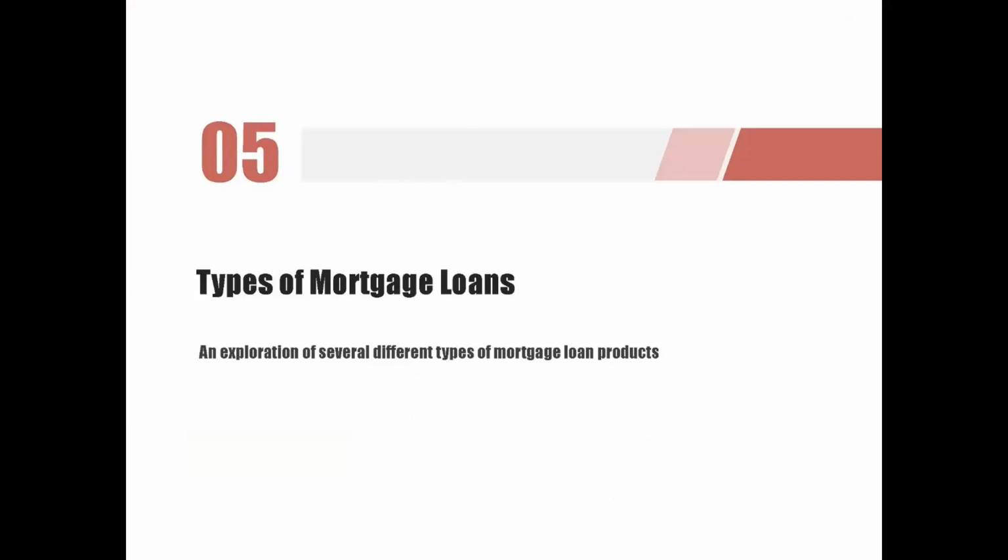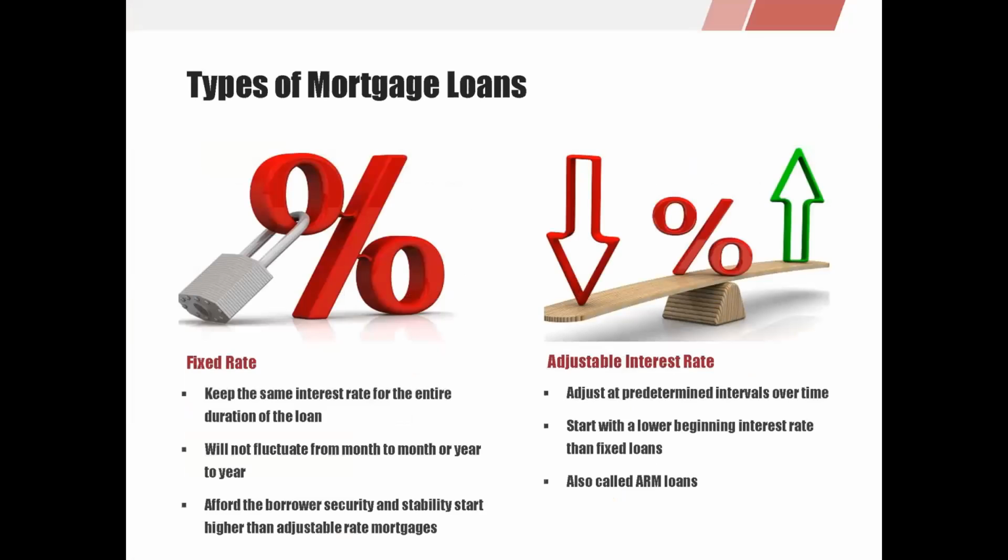And then we're just going to touch base on a few products. So fixed rate means that their interest rate will be locked for the life of the loan, which is the majority of the loans that I see. And a variable interest rate means that the interest rate will fluctuate over predetermined time intervals.